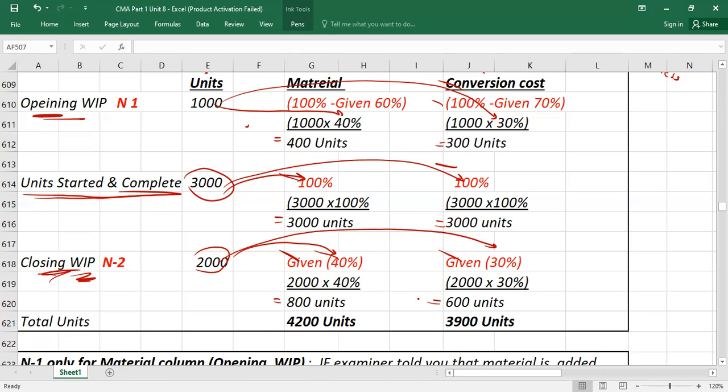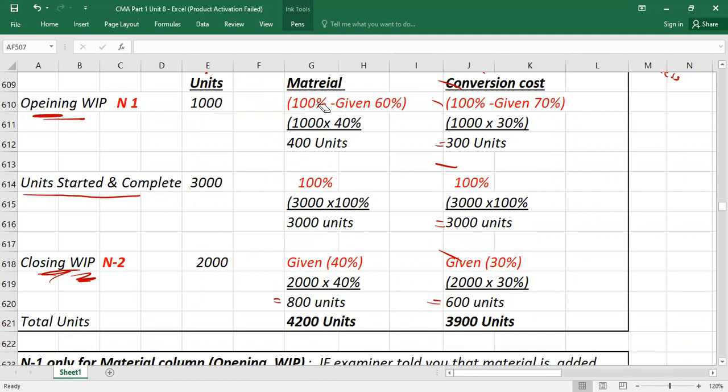This is when material is added during the process. What if material is added at the beginning of the process? Now these things will change. Other things will remain constant. This will change and this will change. You remember for closing work in process what we did in weighted average: if material is added during the process, we use the given; if material is added at the beginning of the process, we use 100%. Same we will use it here. Same I'll do under FIFO, same under the weighted average method. Only here is the problem, this area.